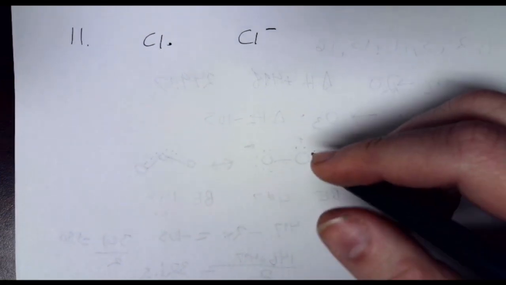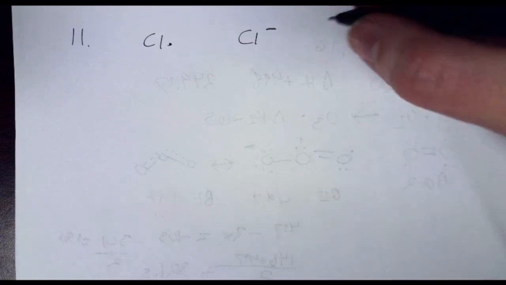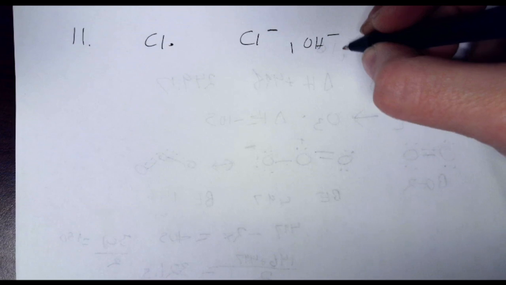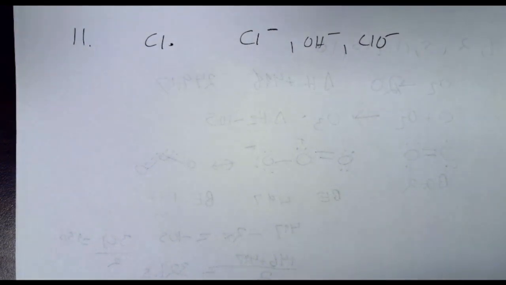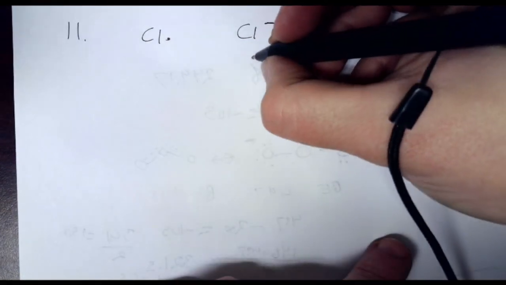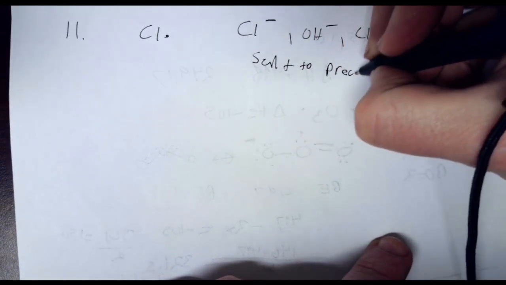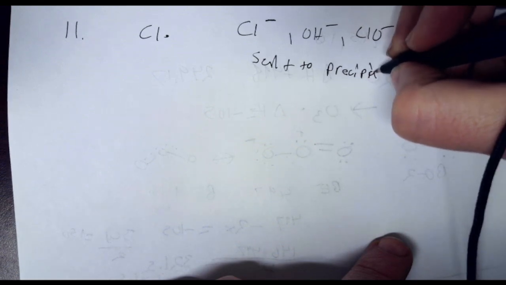And so we could do this. We could form Cl radicals. We could possibly form OH radicals, even ClO anions. That could work. But you would need, for one thing, salt to precipitate this out. And you might need some oxidative metals or something to help give the charge.